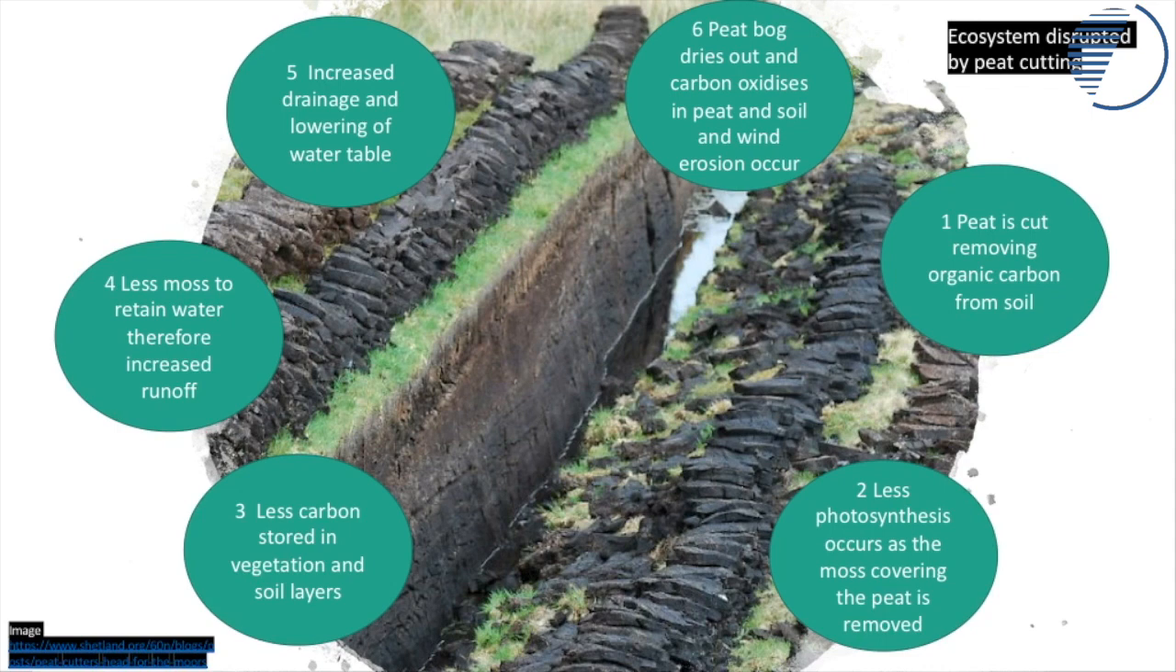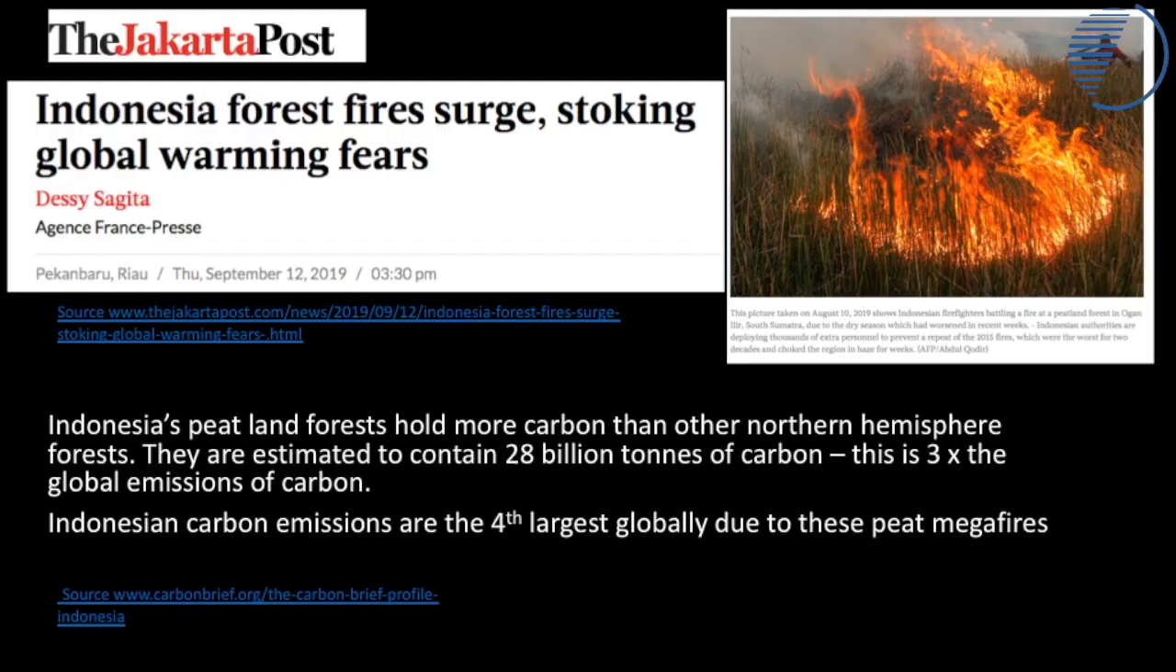So if peat bogs are disrupted, their water balance and the water table can change in that area, and there can be a complete reversal of the storage of organic matter. So they no longer act as a carbon sink, but they're acting as a major carbon source.